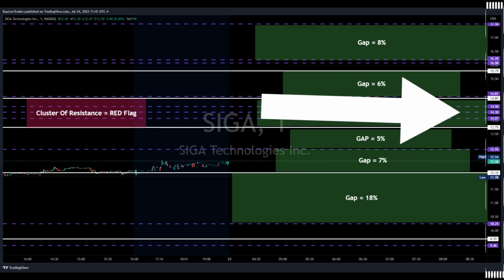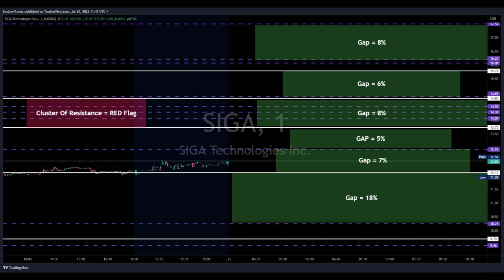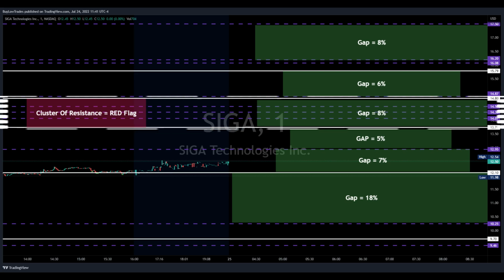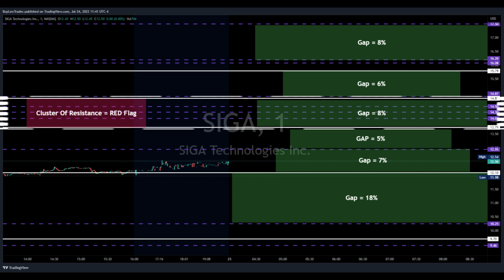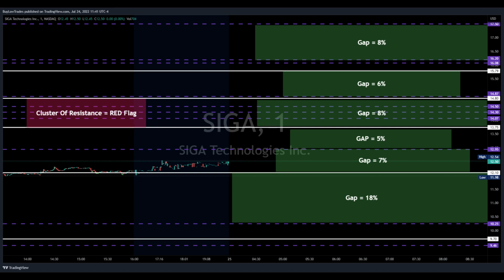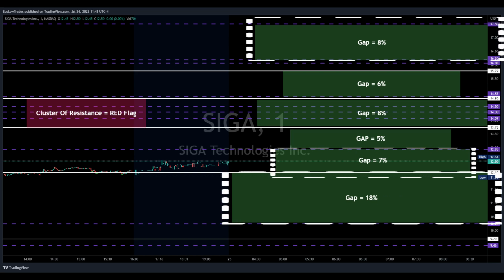This chart on the right-hand side, you'll see all of these levels. These are support and resistance levels. I use these to trade off of when day trading. If you see this gap in the middle, this 8% gap, you can see it has a cluster of resistance, which equals a red flag. This is a major red flag that I go over in one of my recent videos. Whenever there's a cluster of resistance, maybe I don't choose to take the trade here because of that red flag. Maybe I choose a gap that's going to favor me a little bit more as a trader.